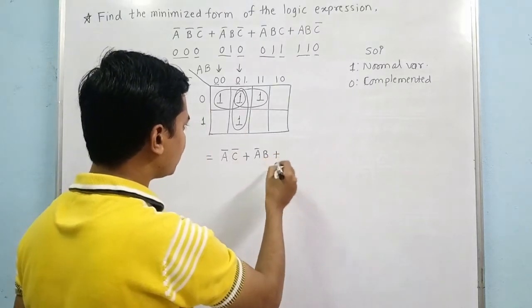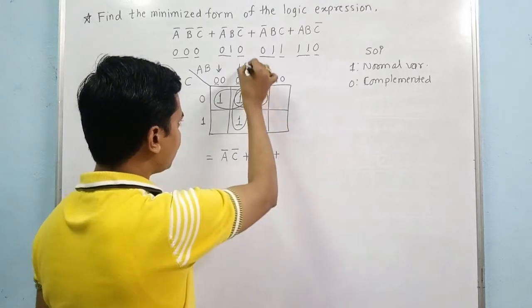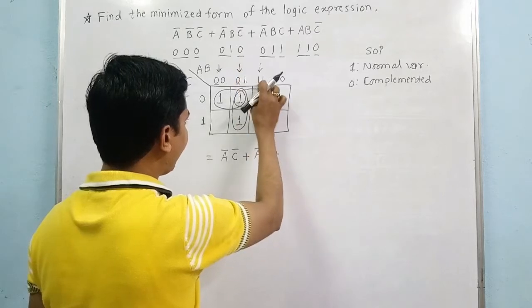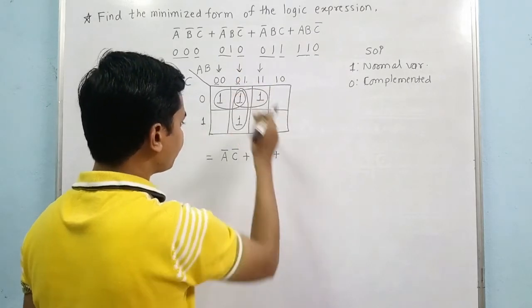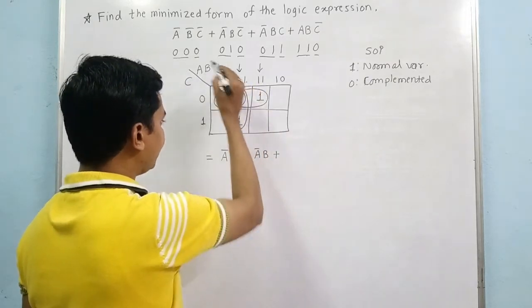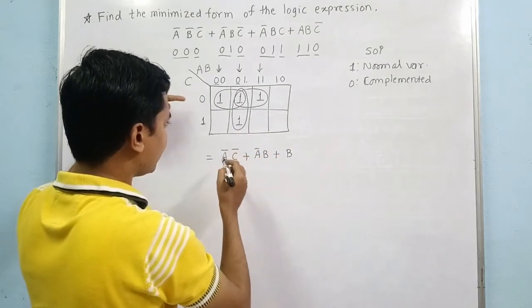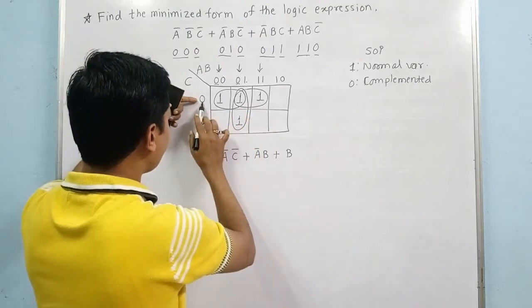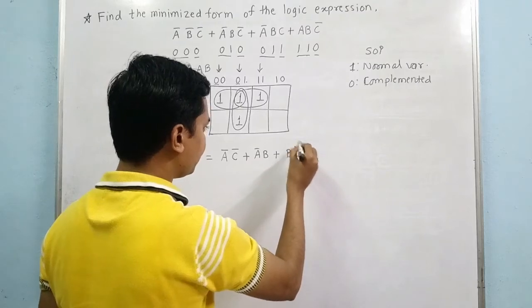What about the third group? The third group is this one. See these bits, 0 1 and 1 1. Which bit is common here? The second bit, that is 1. For 1 we write the normal variable, which is b. Now come to the row side: for this 1 1, which bit is common? Only 0. So for 0 we write the complemented variable, b c bar.